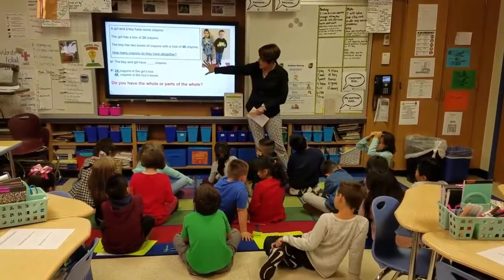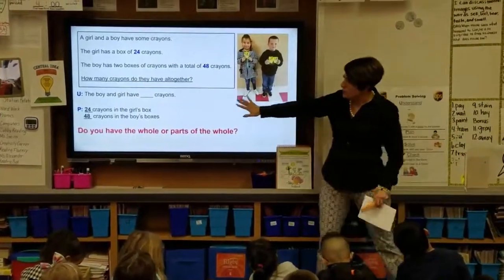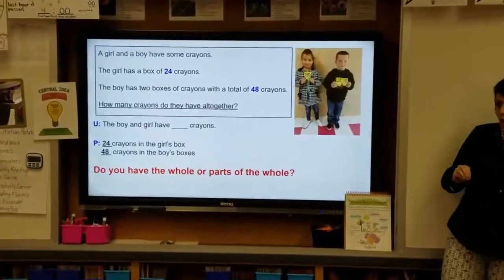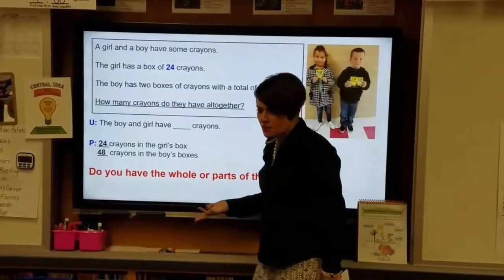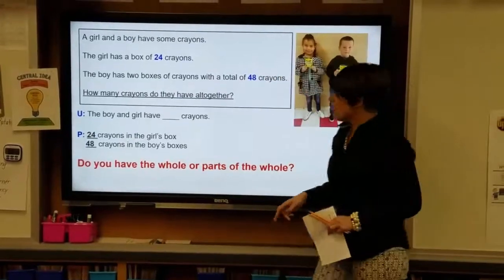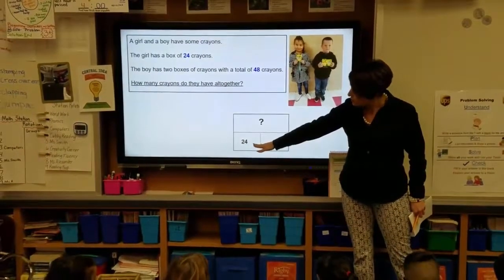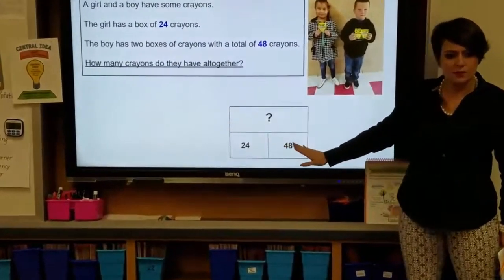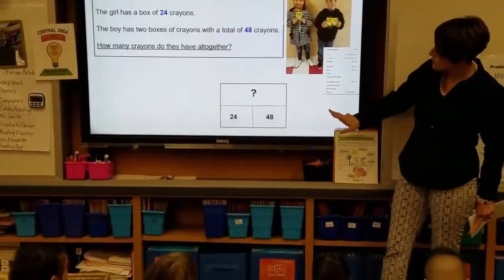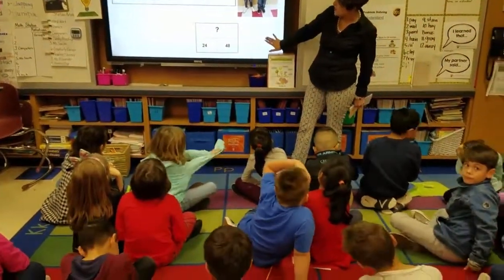Okay, so we still have our understanding statement, our plan. Looking at these numbers, do we have the whole number, or do we have the parts of the number? Parts. The parts of the number. You are absolutely right. What do we have for the parts? The parts, 24 and 48. So, blank. That's what we're trying to find, the whole. Okay, so we have that.